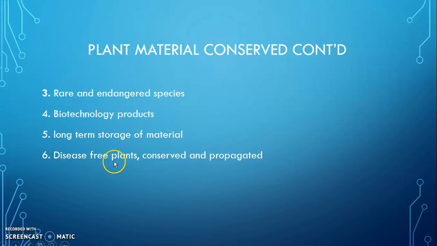Disease-free plants can be kept because plant species can face disease which might lead to the extinction of that particular species of plant. Therefore, if they are kept in cryopreservation, scientists can get back to them anytime they want to repropagate them, at any time convenient for them, if the disease no longer exists.